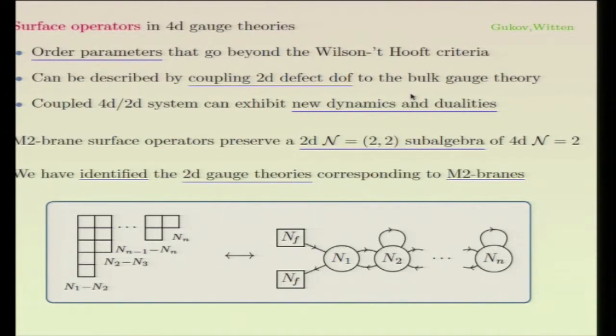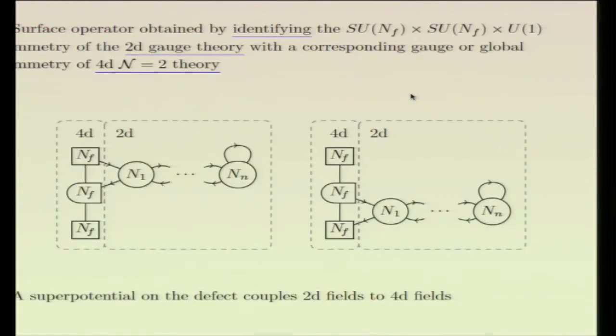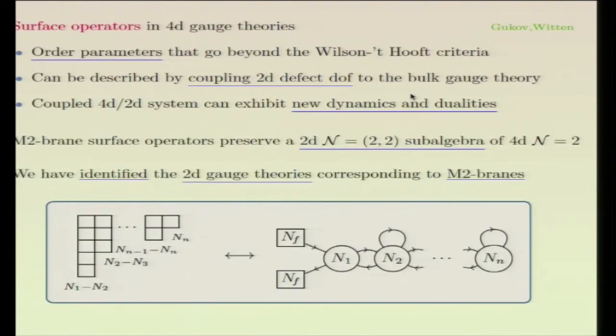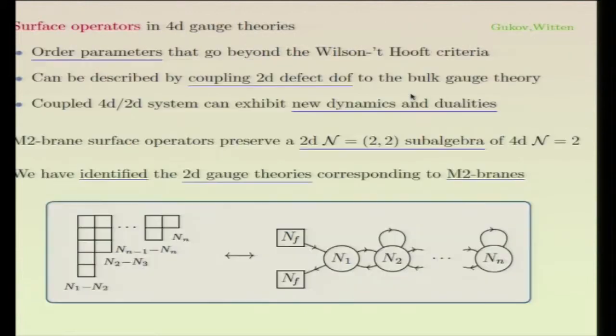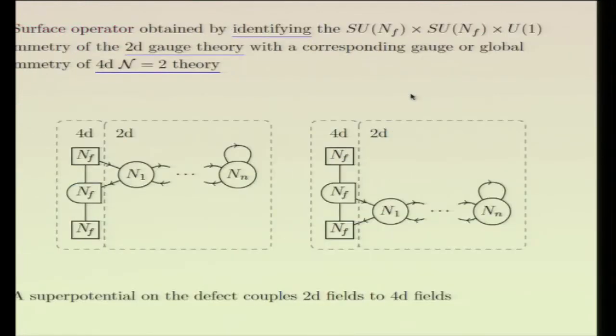With the information about the representation of SU(N) encoded into the gauge groups here, one thing that you have to do is construct a surface operator. Now you have to couple this theory to the bulk 4-dimensional theory. And the way you do it quickly is that you identify the obvious SU(N_F) times SU(N_F) times U(1) global symmetry that you have on this node with the 4-dimensional SU(N_F) times SU(N_F) times U(1) flavor or global symmetry of the 4-dimensional theory. So pictorially, this can be represented by a kind of quiver diagram.